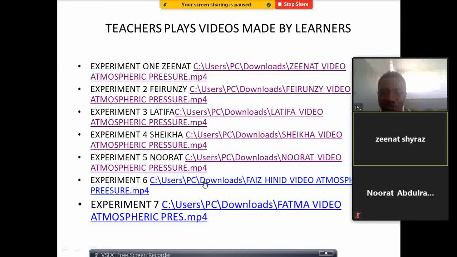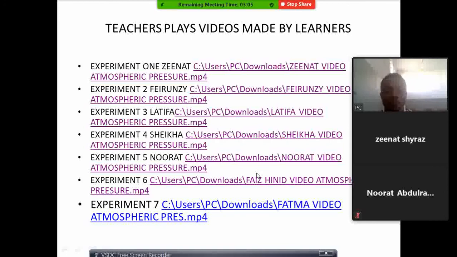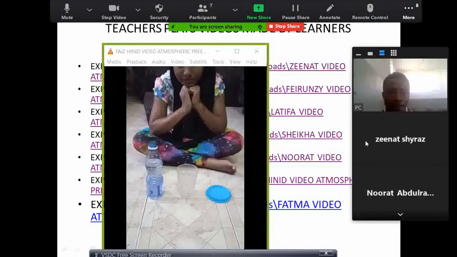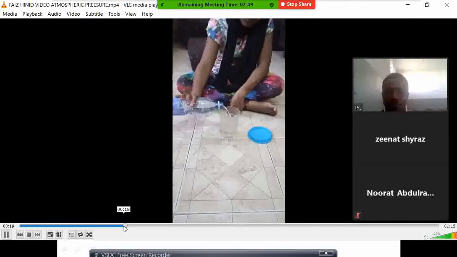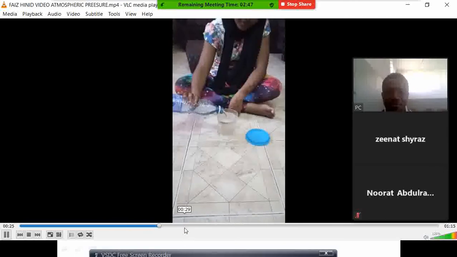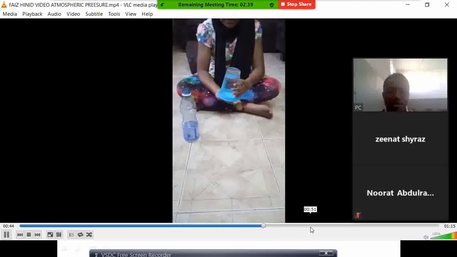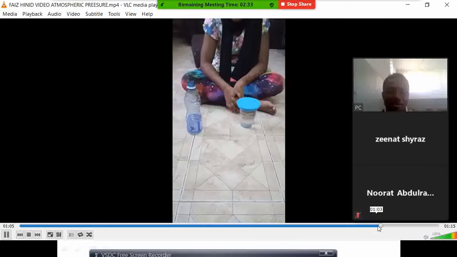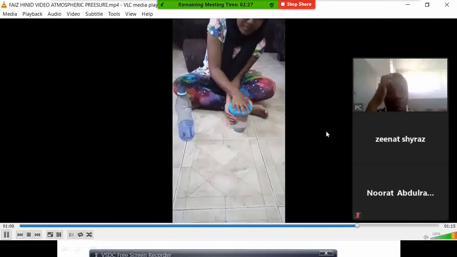Then we have, I know, his video. Atmospheric pressure. In this activity, we will demonstrate why water does not fall out from an upside down glass. For this activity, we will need a glass of water and a lid. First, we will fill the glass with water. So she's adding water. Cover on top of the glass. Turn the glass upside down. Remove your hand from the glass. We observe that the water stays because the air pressure outside the glass is greater. See, also it is the same. The glass is upside down.